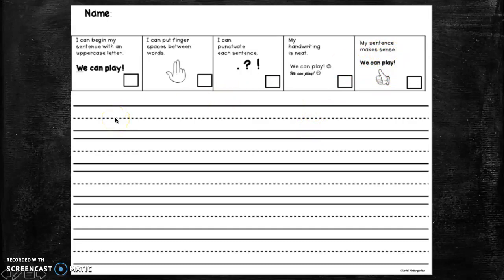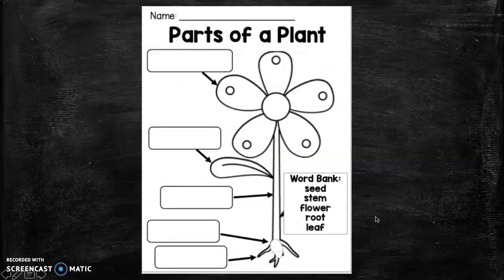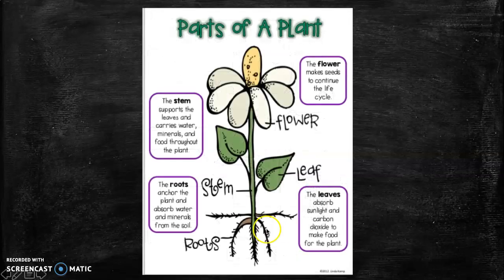So in this paper, I want you to tell me what does each part do. All right. So let's go back to our picture. You're going to write number 1, root. Root, it anchors the plant. Number 2, the stem supports the leaf and carries out the water.